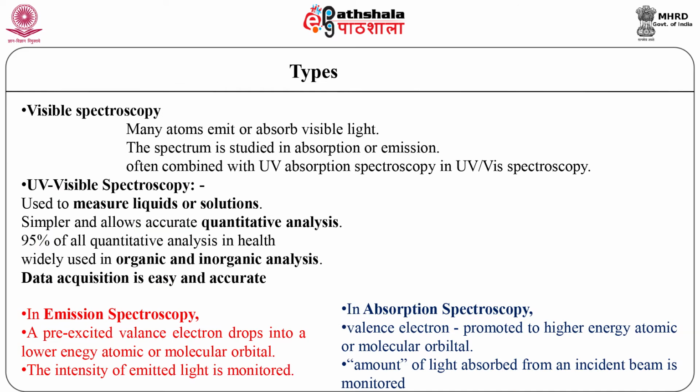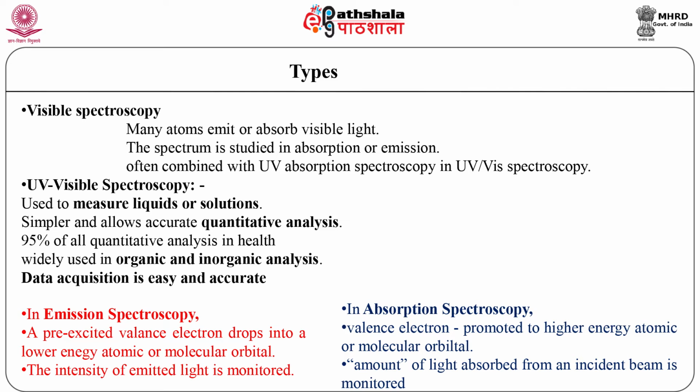Visible spectroscopy. Many atoms emit or absorb visible light. In order to obtain the fine line spectrum, the atoms must be in a gas phase. This means that the substance has to be vaporized. Spectrum is studied in absorption or emission. Visible absorption spectroscopy is often combined with UV absorption spectroscopy in UV-vis spectroscopy. Although these forms may be uncommon, as the human eye is a similar indicator, it still proves useful when distinguishing colors.